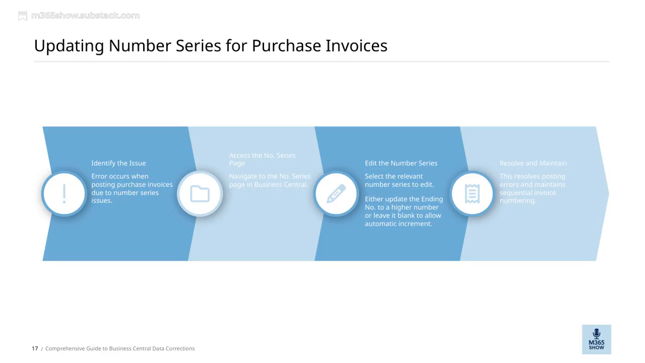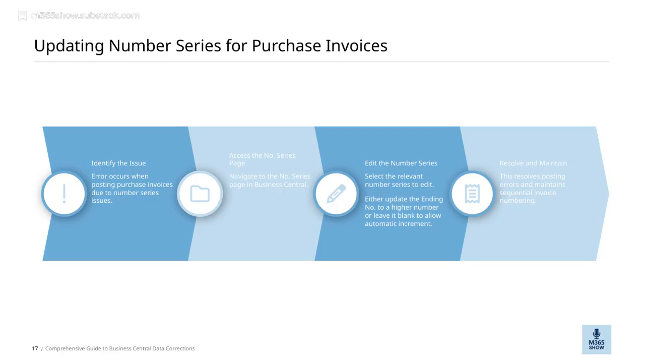To resolve and maintain the number series, you start by selecting the relevant series you want to edit. You have two options. Either update the ending number to a higher number, which effectively extends the sequence, or leave it blank if you want Business Central to automatically handle the incrementing for you. Next, you navigate to the No. Series page within Business Central. This is where all the numbering sequences are managed and where you can make the necessary adjustments.